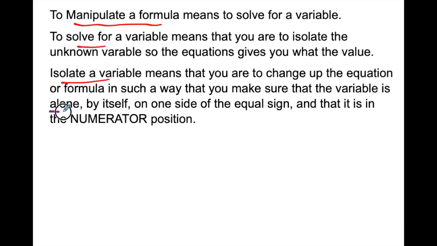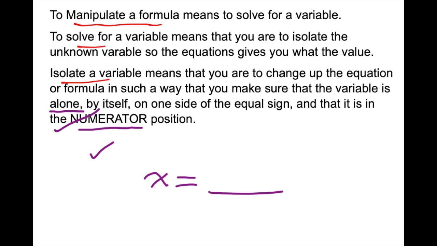But the two most important things that you need to realize here are the conditions. The variable needs to be alone by itself on one side of the equal sign and in the numerator position, which would mean that if our variable is x, then it would be alone by itself. And whatever is written here, I don't care. But this is what it looks like. Once you check off these two conditions, then we've isolated the variable. Then we have solved for the variable. And that was manipulating the formula.